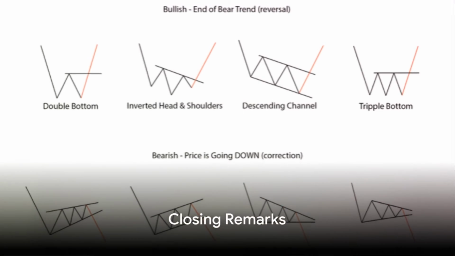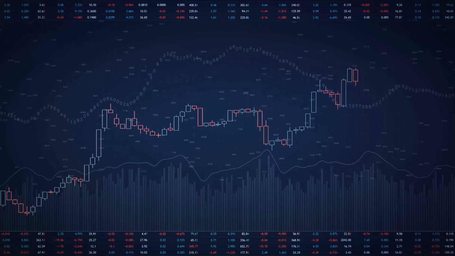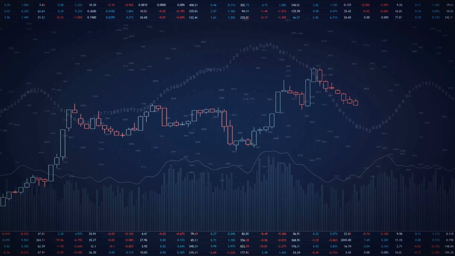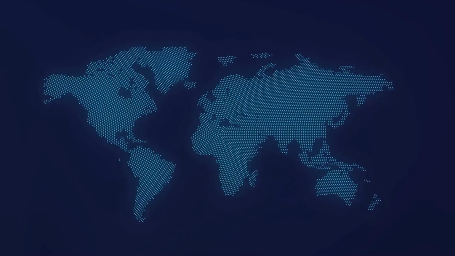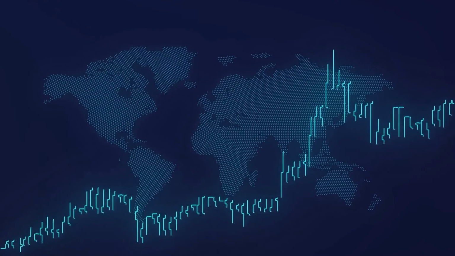And that brings us to the end of our discussion on wedge chart patterns. We've uncovered the secrets of both rising and falling wedges, and how they can signal either a continuation or a reversal in the market. The beauty of Forex trading lies in its dynamism. It's a constant learning journey.